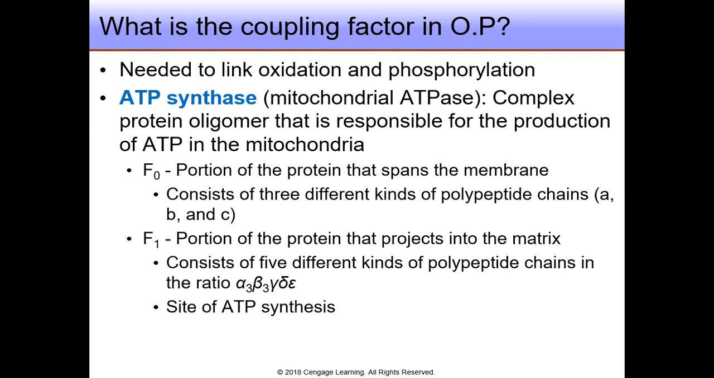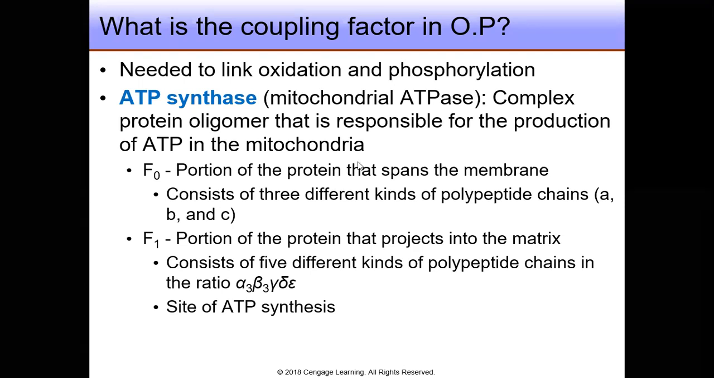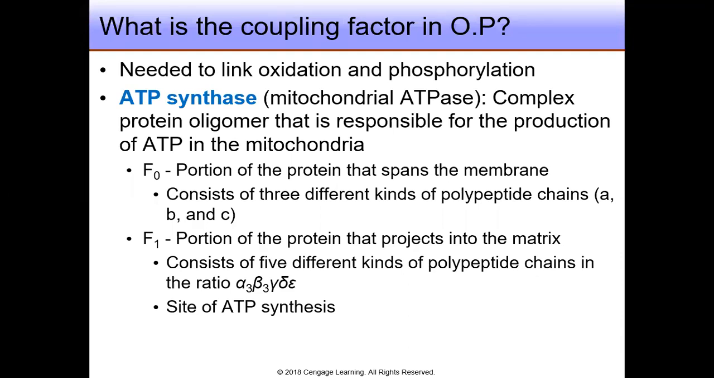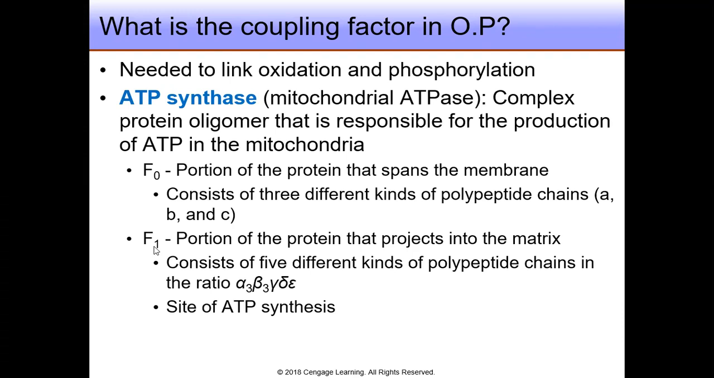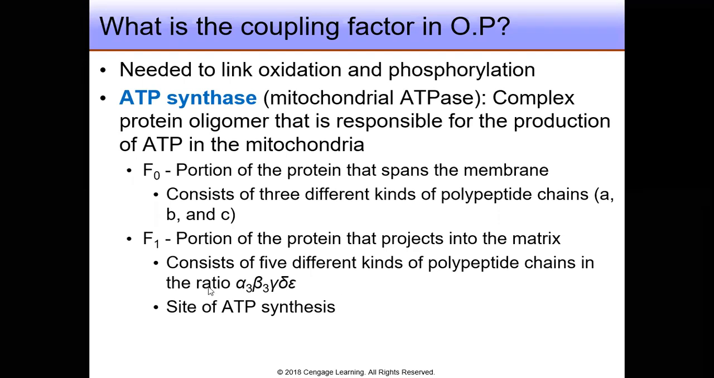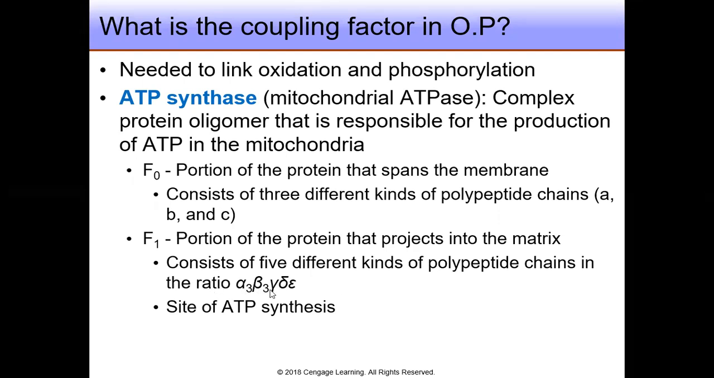The complete protein spans the inner mitochondrial membrane and projects into the matrix as well. The portion of the protein that spans the membrane is called the FO. It consists of 3 different kinds of polypeptide chains, A, B, and C, and research is in progress to characterize it further. Now, the portion that projects into the matrix is known as F1, and it consists of 5 different kinds of polypeptide chains in the ratio alpha 3, beta 3, gamma, delta, epsilon.